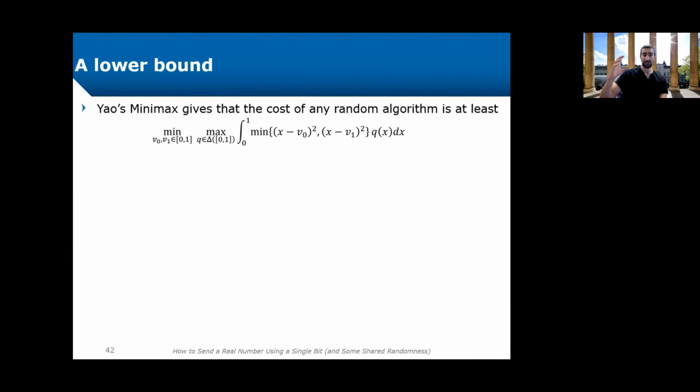But now the expectation is not with respect to the algorithm, it's with respect to an input distribution Q, right? So a deterministic algorithm is basically defined by 2 values: what Angel estimates given the message 0, and what Angel estimates given the message 1. And we have this input distribution Q. If we can find a distribution and compute this value, we get a lower bound on the cost of any randomized algorithm, right?